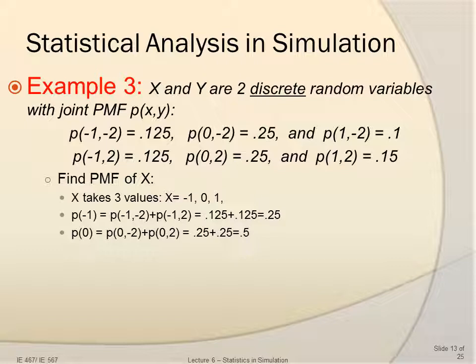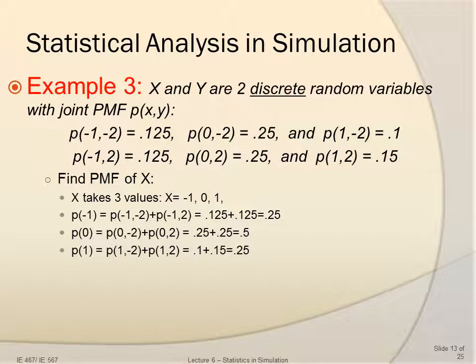We look at the PMF P of x and y, and we notice where x is 0. These are the pxy values given in these two rows. You can see the only two values where x is 0 are P(0, -2) and P(0, 2). We sum those up, and they're both 0.25, so we get 0.5 together.